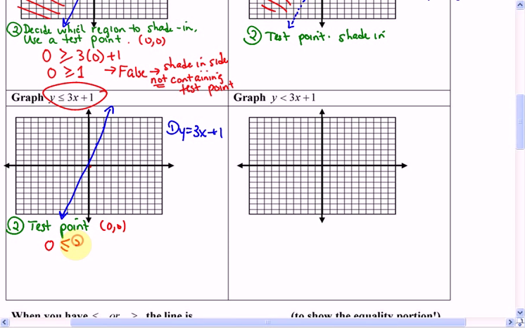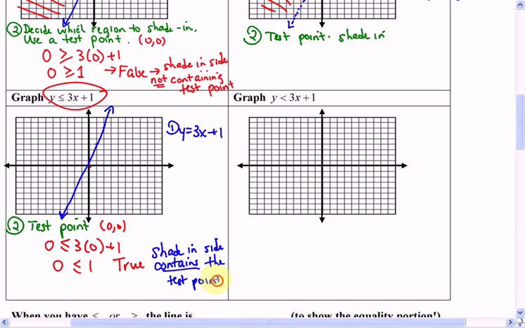0 this time is less than or equal to 3 times 0 plus 1. So 0 is less than 1. You bet. This is a true statement. So when it's true, you shade in the side that contains the test point. So therefore in this case, let's shade in the side to the right. And that's your answer.